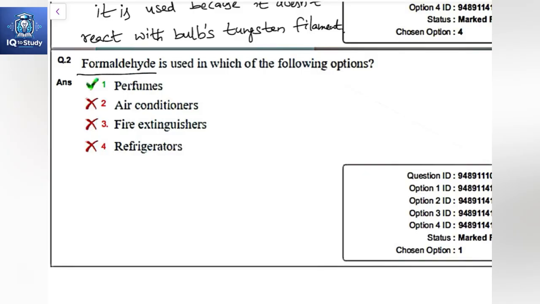Formaldehyde is used in which of the following? It is used in perfumes. It is a toxic substance that can cause irritation to mucous membranes, allergic reactions, and various cancers.